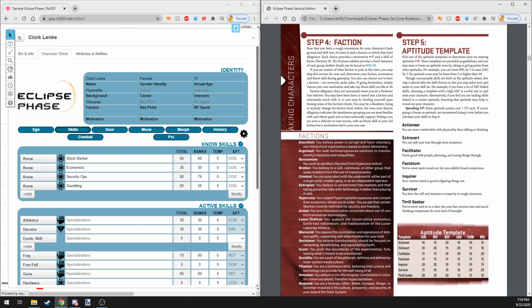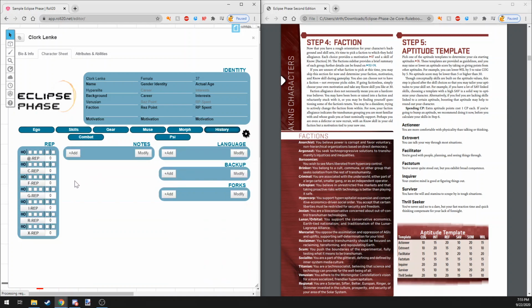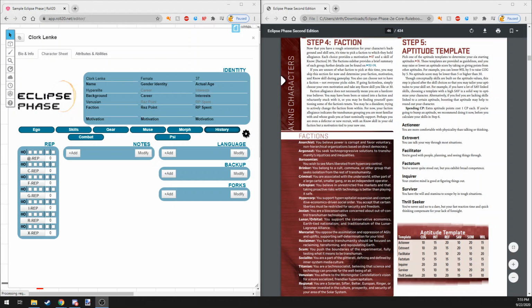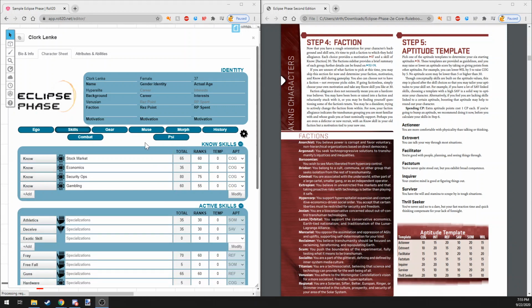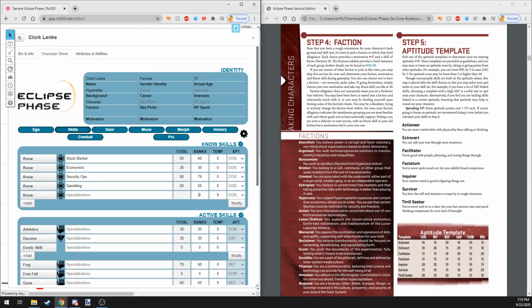And so then you get to increase your reputation with that faction by 30. So I'm going to get 30 ranks in knowledge Venusian, I guess. What that means is, if I'm ever at a point where I want to know more about the faction that I'm a part of, I get to make a roll for it. All right, and so I'm good. It also affects motivations later on, but we'll cover that in a bit.